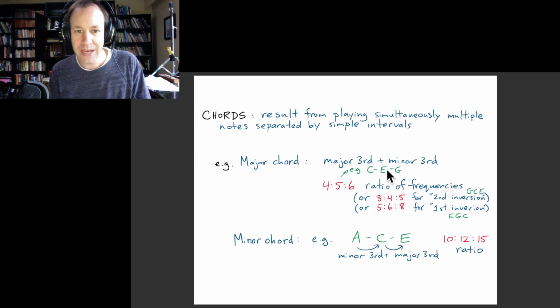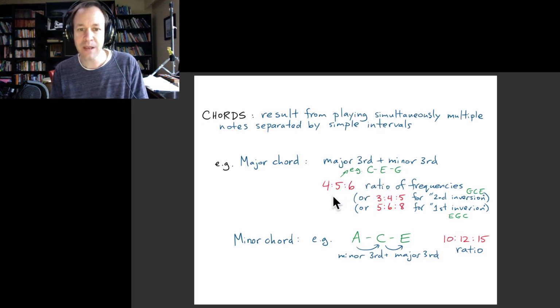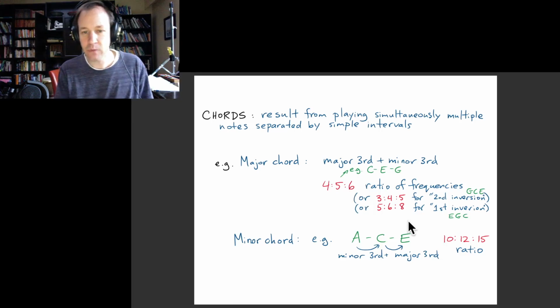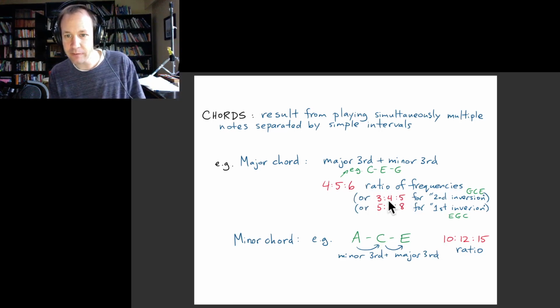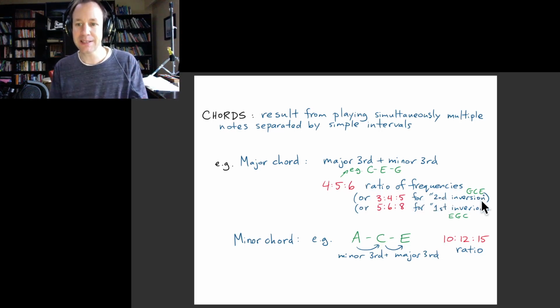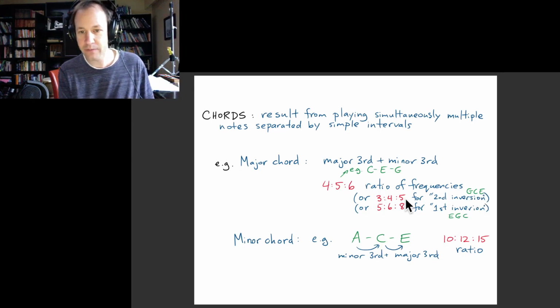So that's a 5-to-4 ratio for the major third, and then a 6-to-5 ratio for the minor third. And so the frequencies of these three notes are 4 to 5 to 6. If you want to play those notes but in a different order, then you can get an even simpler relationship. So in playing that chord in what's called the second inversion, so G, then C, then E, you have a 3 to 4 to 5 ratio of the note frequencies.